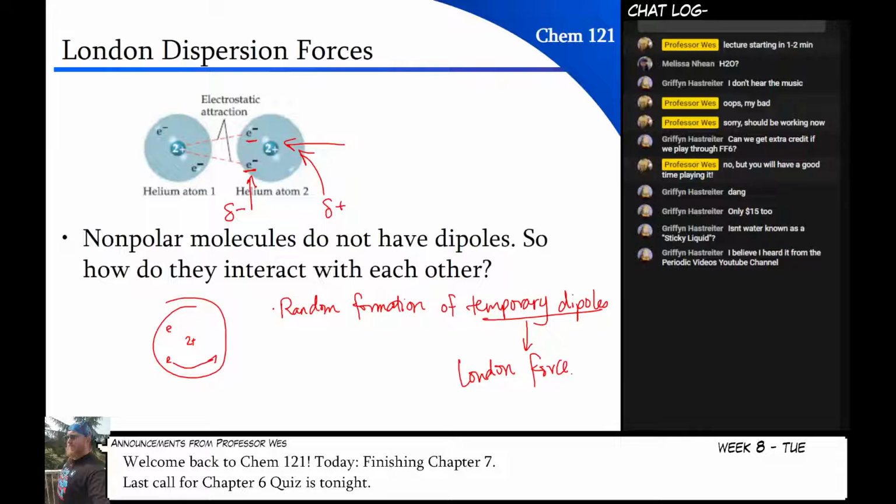For a dipole-dipole interaction or a hydrogen bonding interaction, those dipoles exist permanently. The electrons are permanently shuffled from one side of the molecule to the other due to electronegativity. But in nonpolar molecules, the only way you can get a dipole is if the electrons randomly create one. As a result, the attractive forces are much, much weaker.